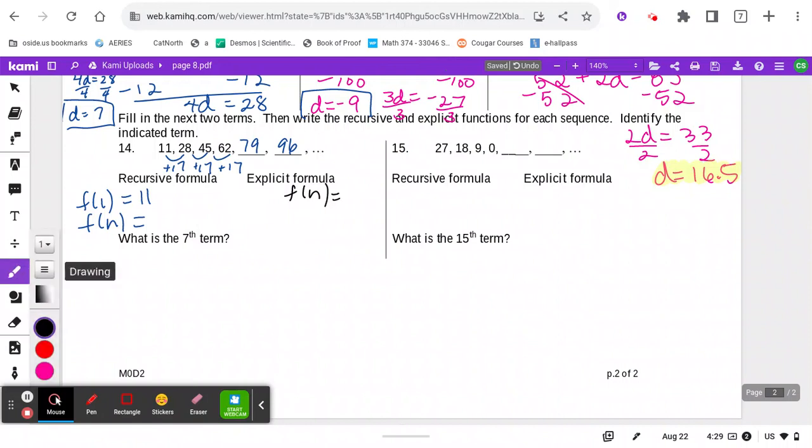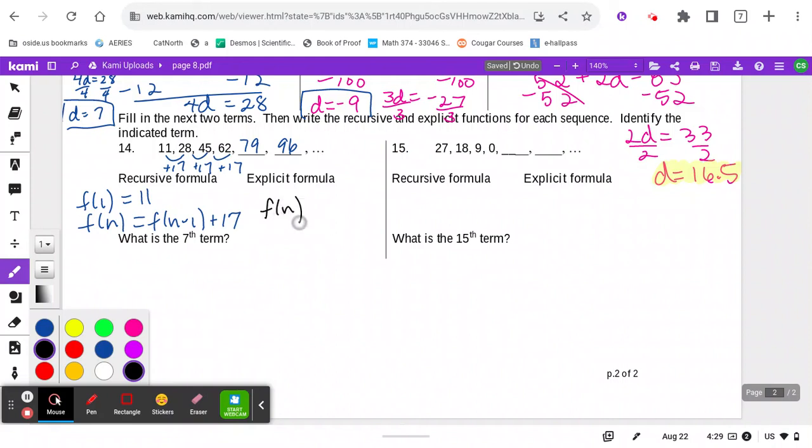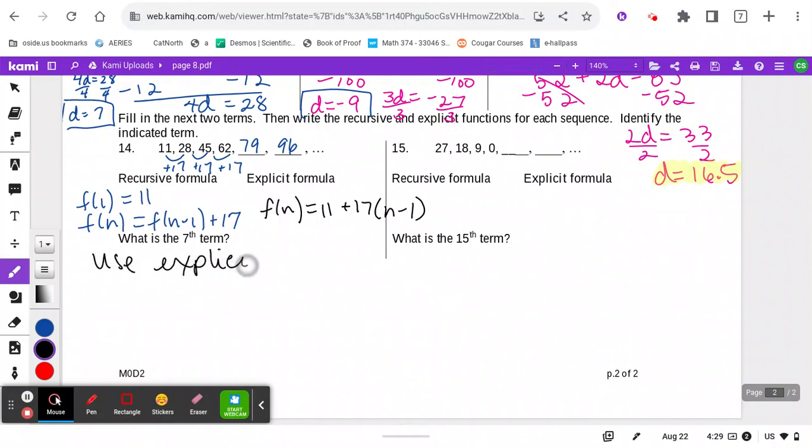Hang on a second. F of n begins with 11, adding 17 each time to the previous term. Where does the n minus 1 come from? It's an assumed time 1 function if it's not brought up otherwise. All right, what's the 7th term? We're now going to use the explicit to plug in. So we go f of 7 equals 11 plus 17 times 7 minus 1.